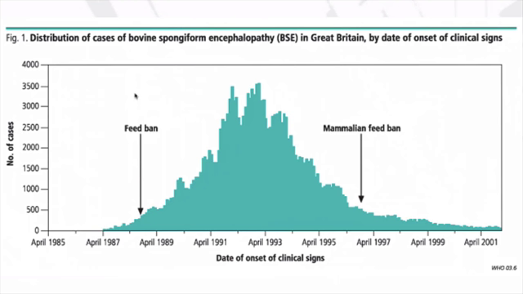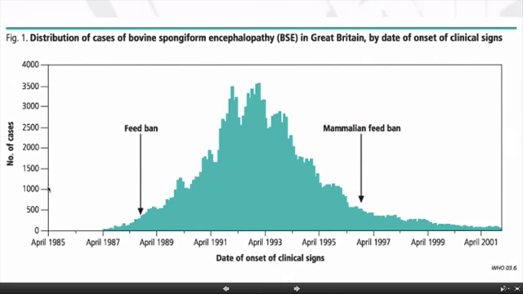Here we have an epi curve that is looking at the distribution of cases of BSE by date of onset of clinical symptoms. So here along the x-axis we have the date of onset of clinical symptoms, and then on the y-axis we have number of cases. So again, this is just a count. This is not a proportion or incidence. It's not divided by the size of the population.